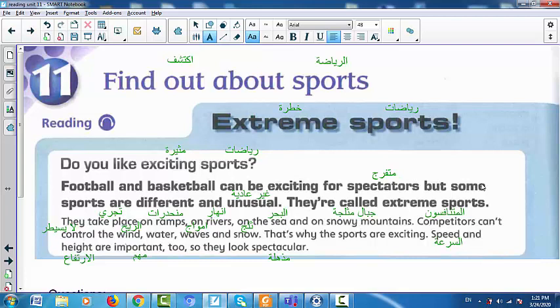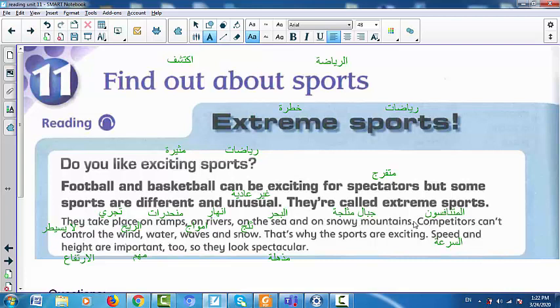They take place on ramps, on rivers, on the sea, and on snowy mountains. مكان حدوثها هذه الرياضات on ramps, منحدرات, rivers, أنهار, sea, في البحر, or snowy mountains. Competitors can't control the wind, water, waves, and the snow. هلا why do they call it extreme؟ ليش بسموها خطرة؟ Competitors can't control. المنافسين لا يستطيعون التحكم بالرياح والماء والأمواج والثلوج. We cannot control these things. So because of that they call it extreme.